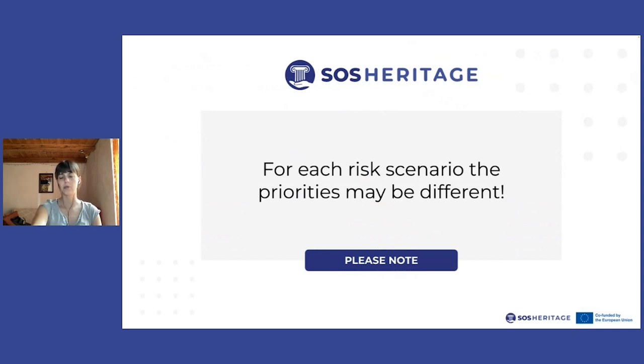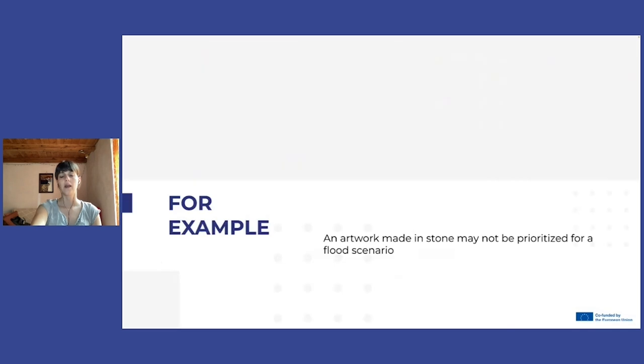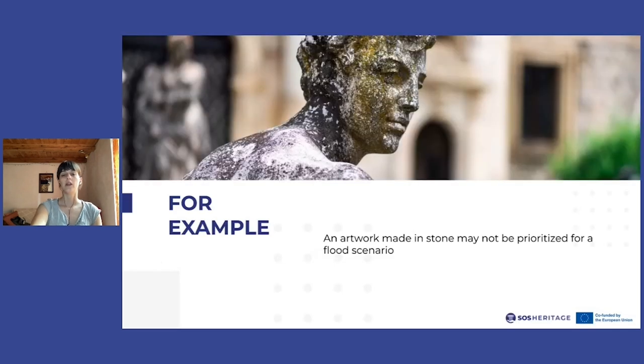I'll give you an example in the next slide. Think of a museum which, among others, keeps a small stone statuette. In the event of flooding, this work may not be among the first to be evacuated. In fact, the museum could decide to focus on paperworks or canvas works that will be significantly damaged by water.